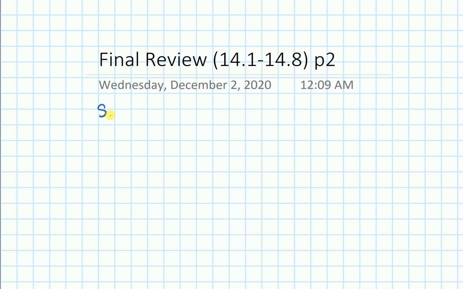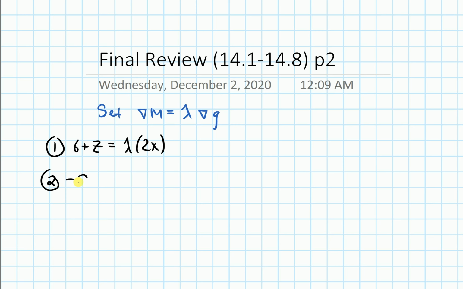Alright, so next we want to set the gradient of m equal to lambda times the gradient of g. So when we do that, we'll get several equations. We'll get 6 plus z equals lambda times 2x. We'll get negative 2y equals lambda times 2y. The third one is we'll get x equals lambda times 2z.